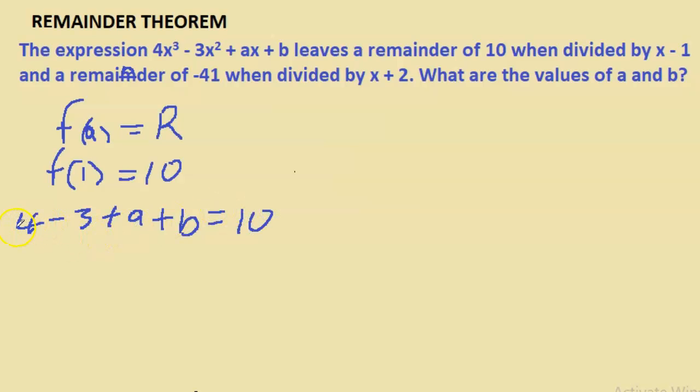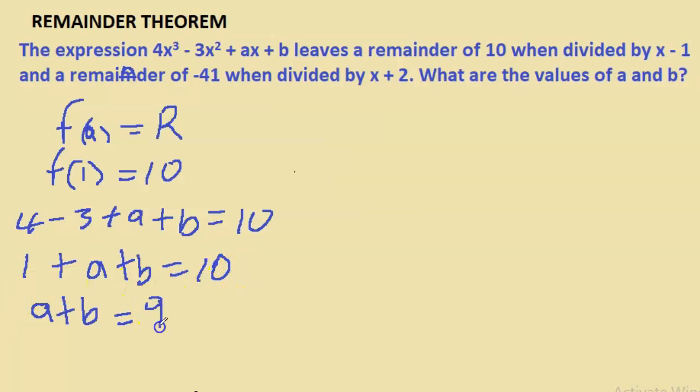Which means that 4 minus 3, that's 1, plus a plus b is equal to 10. Subtract 1 from both sides. So a plus b is equal to 9, right? Take the 1 from 10. Let's deal with the other side here. We're told that it leaves a remainder of negative 41 when divided by x plus 2.